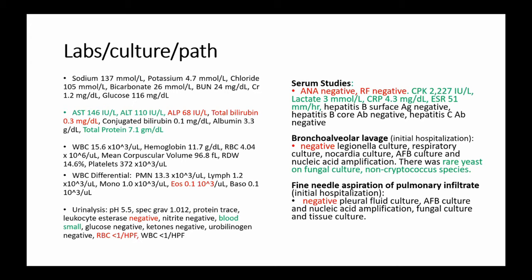Looking at her serum studies, her ANA was negative. That pretty much rules out lupus. Otherwise, ANA is pretty nonspecific. Her rheumatoid factor being negative doesn't tell me too much. We know rheumatoid arthritis can have a negative rheumatoid factor. Her CPK is elevated. This is interesting. So this is probably explaining the elevation in her AST and ALT. So it's probably not coming from liver, thinking skeletal muscle.